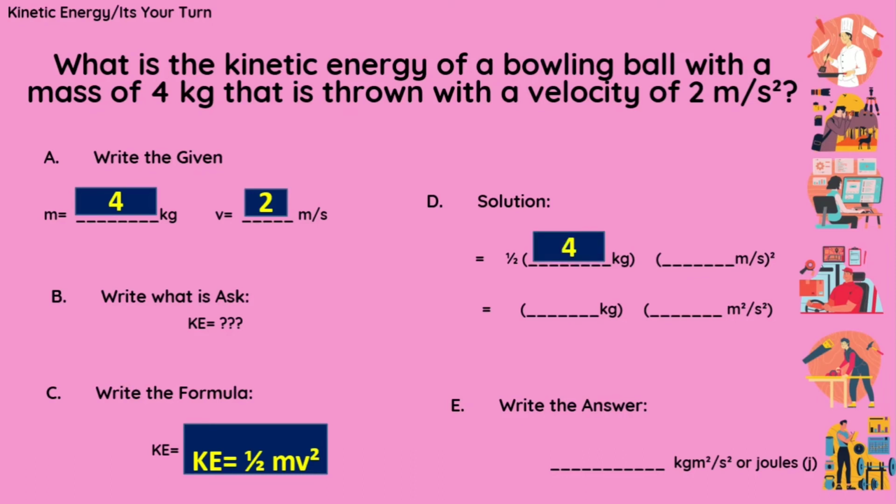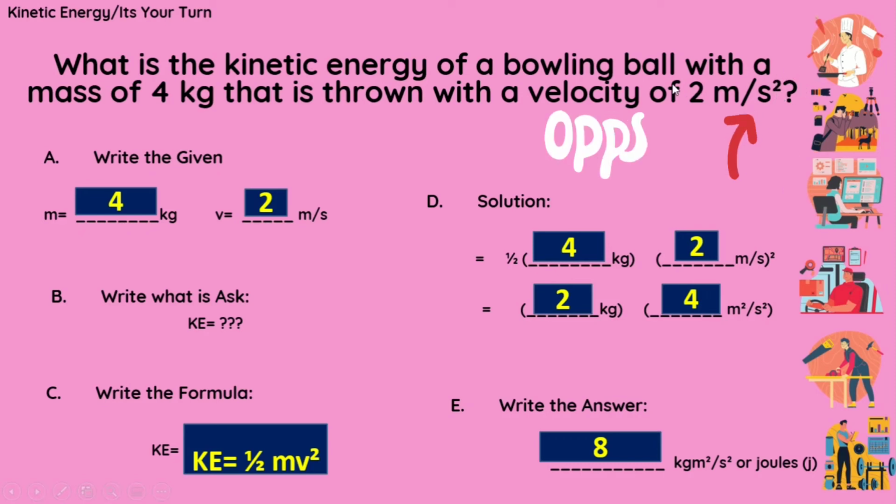For the solution, 1/2 of 4 is 2. 2 times 2 is 4. 4 times 2 is 8. So, medyo meron lang tayo dito yung typographical error, that is 2 meter per seconds. Pag nilagyan kasi ng squared, that is the unit of acceleration. So, yan ay 2 meter per seconds.